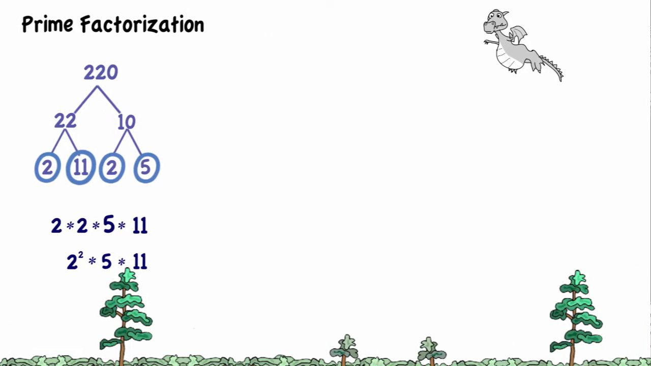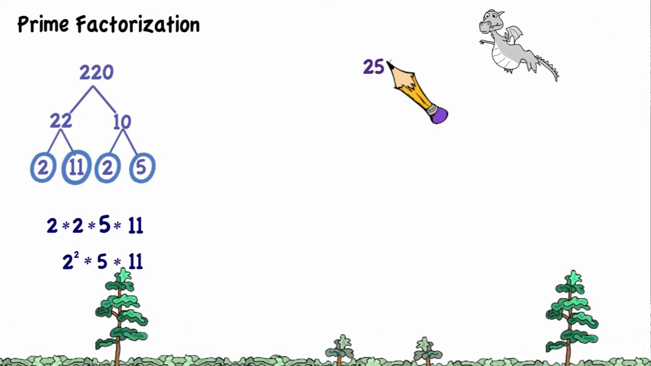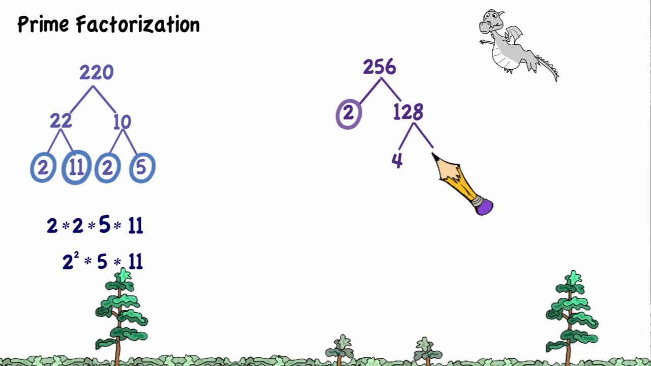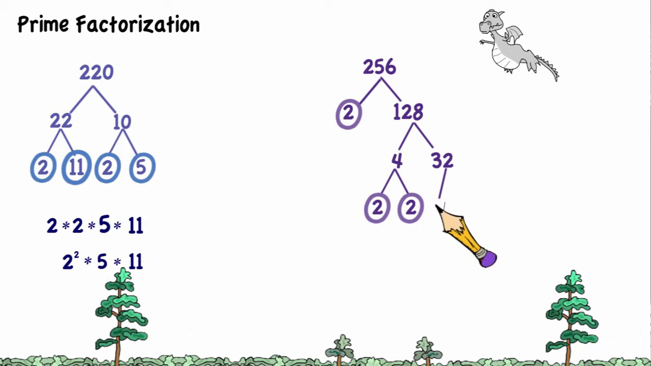Let's find the prime factorization of 256. It's even, so I know 2 will go into it. So 2 times 128 is 256. So I'm going to start there. 128, I can see 4 goes into that easily. So that's 4 times 32. And 4 can be broken down into 2 times 2. And 32 is 4 times 8.